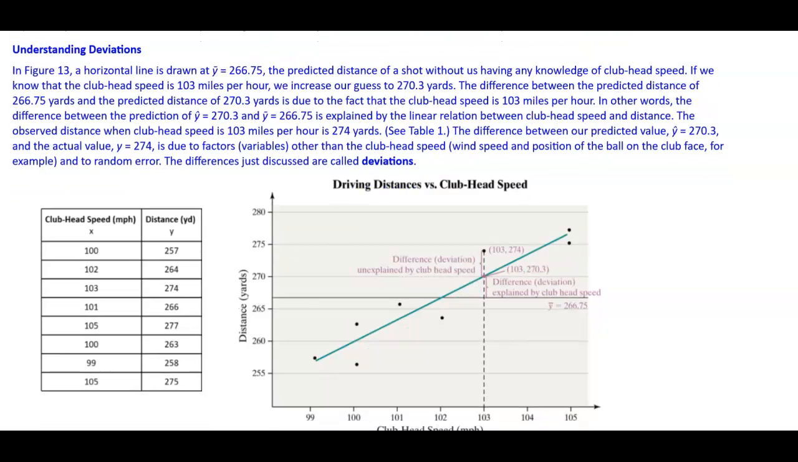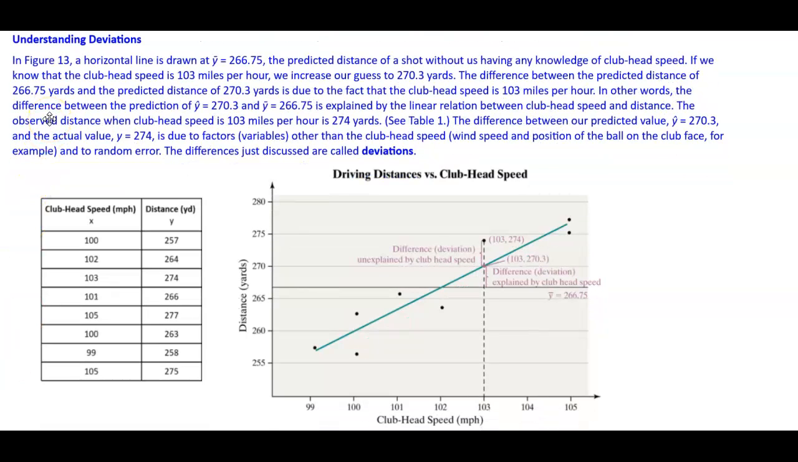Okay, next, understanding deviations. Now, in the figure below, a horizontal line is drawn at the mean of y, or y bar, which is equal to 266.75. So let's go ahead and show that on our graph. So here is the mean line at y bar, which is equal to 266.75. Now, the predicted distance of a shot without us having any knowledge of club head speed.